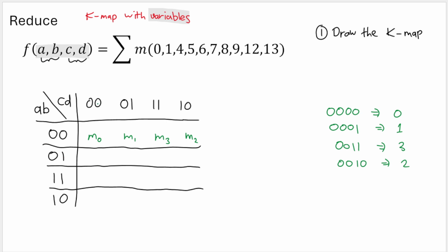0, 1, 0, 0. That will be M4. And then 0, 1, 0, 1. That will be M5. Okay. And then 0, 1, 1, 1. That will be minterm number 7. And 0, 1, 1, 0. That will be minterm number 6. Good.